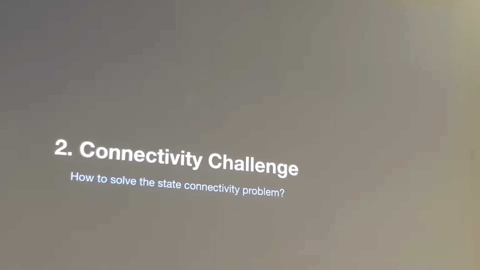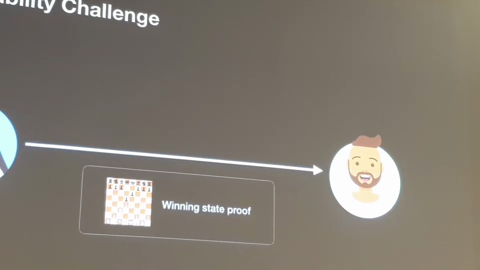And that is something about the state guardian network. And the second thing is connectivity chatting. In a state channel network, you always have this case where you're about to win. Let's say you're about to win the chat, and you pass the winning state proof to your opponent, and your opponent just goes away.